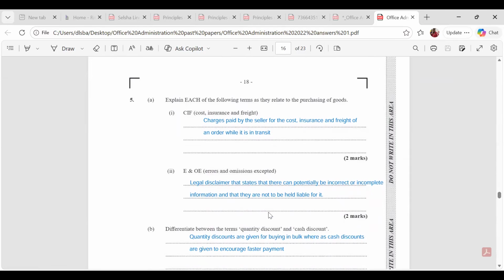Then it asks to differentiate between a quantity discount and a cash discount. A quantity discount is given when somebody buys a certain amount of goods. Cash discounts are given to encourage prompt payment. Say you're owing money, and you say payment must be within a certain date, you get so much discount. That's what a cash discount is. So a cash discount is to encourage prompt payment. Quantity discounts are given when you buy a certain amount.